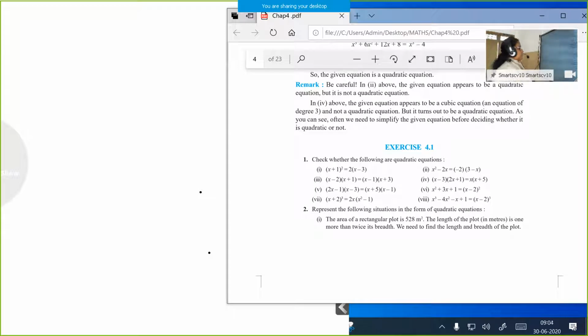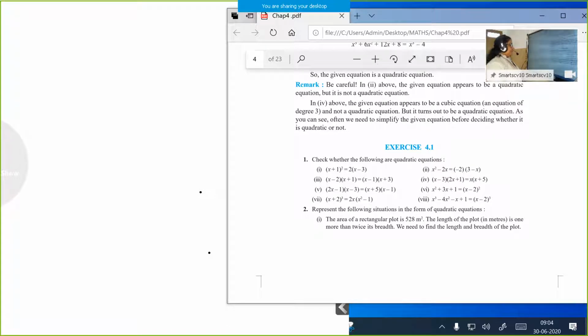Question number 2. Represent the following situation in the form of quadratic equation. Read the first question. The area of a rectangular plot is 528 meters square. The length of the plot in meters is 1 more than twice its breadth. We need to find the length and breadth of the plot.